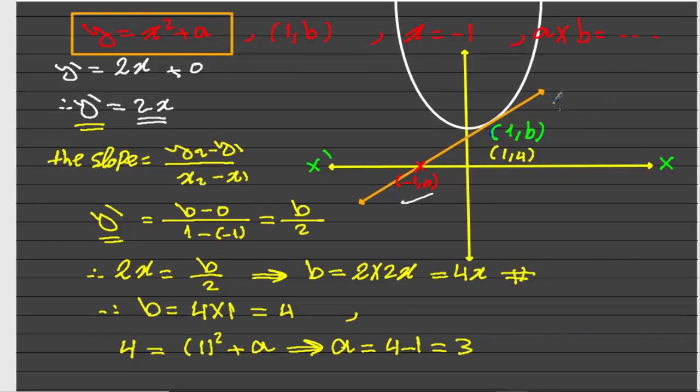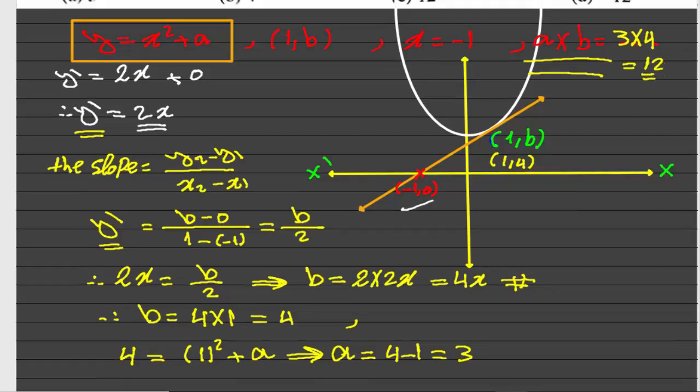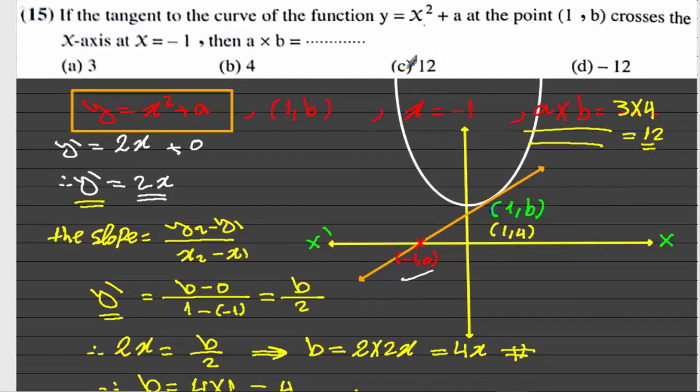But the requirement here is to find a multiply b. a multiply b equals 3 multiply 4, and the result equals 12. And we will choose letter C.